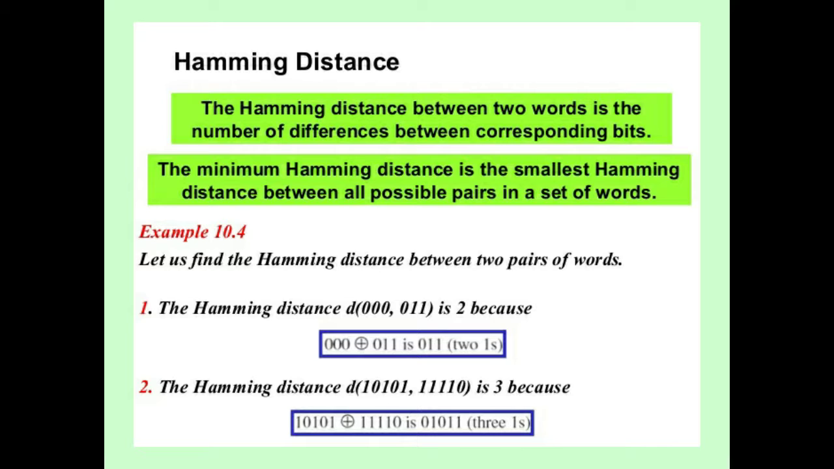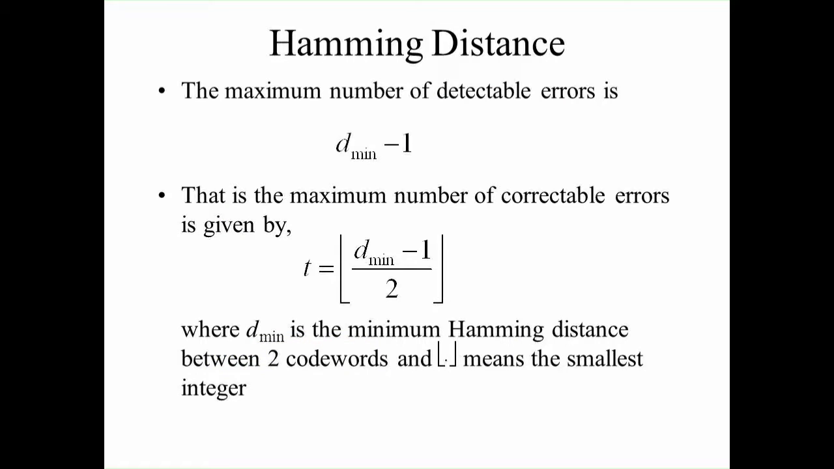If the number of ones is 2, then the distance is 2. If the number of ones is 4, then the distance is 4. If the number of ones is 3, then the distance is 3. This is how you calculate the Hamming distance. The maximum number of detectable errors using Hamming distance is d minimum minus 1, where d is the Hamming distance. The maximum number of correctable errors is given by floor of (d minus 1) divided by 2, where d is the minimum Hamming distance between two codes, and the floor represents the smallest integer.